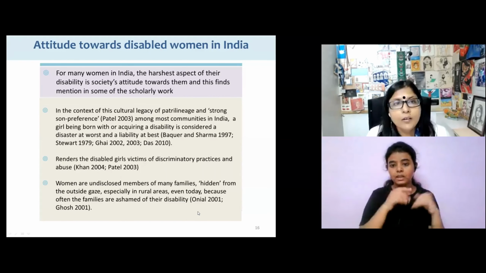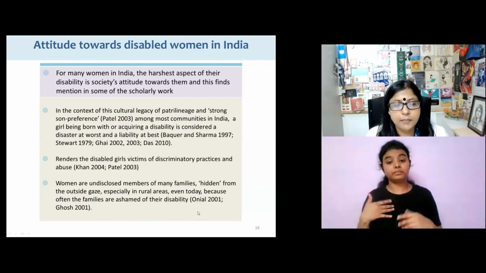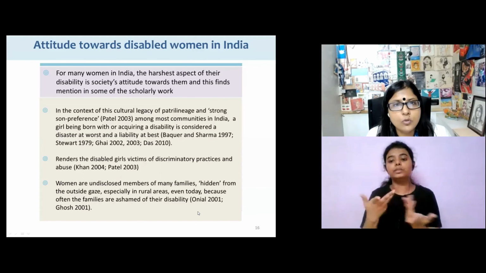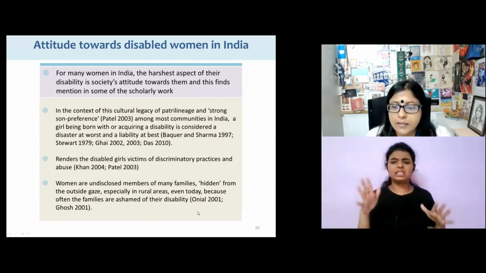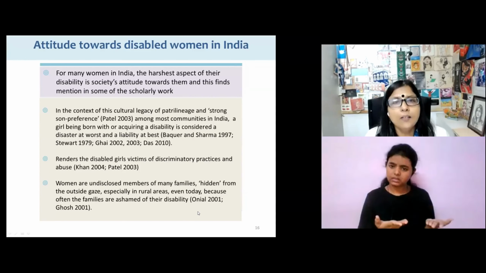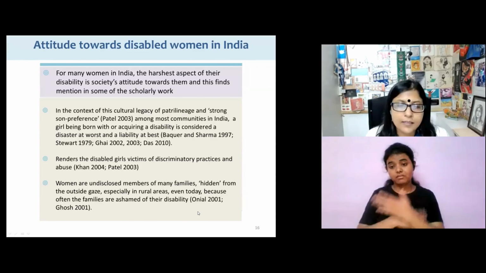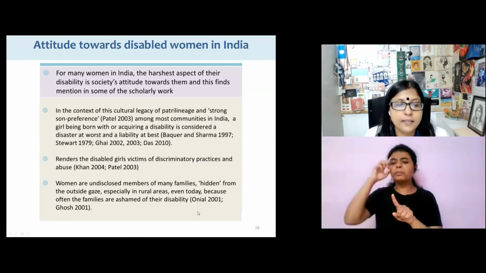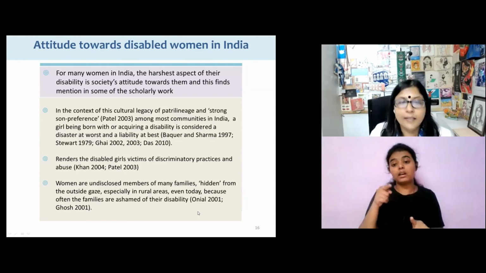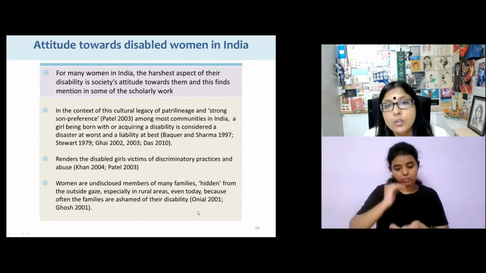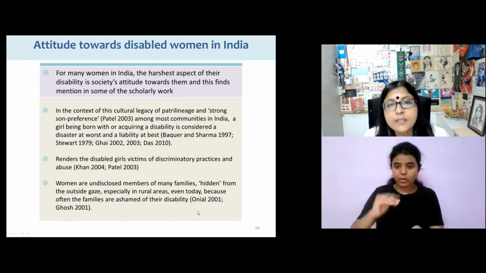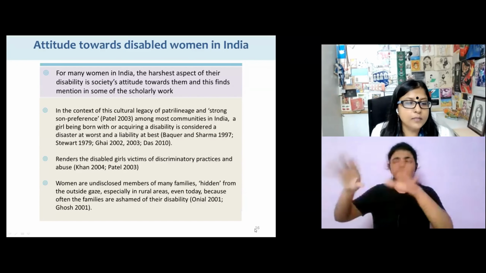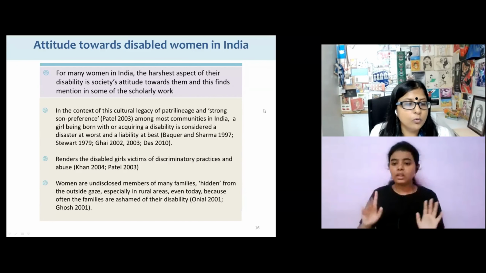So when we talk about attitudes towards disabled women in India, for many women in India, society's attitude towards them seems to be the most harsh aspect of their disability. And then, of course, we know that in India there is son preference, strengthened by the cultural belief that sons provide security to parents in their old age and provide easy passage into the afterlife. Daughters, in contrast, are considered temporary inhabitants of their natal households who are quickly sent away to their marital homes, to which they thereafter belong.